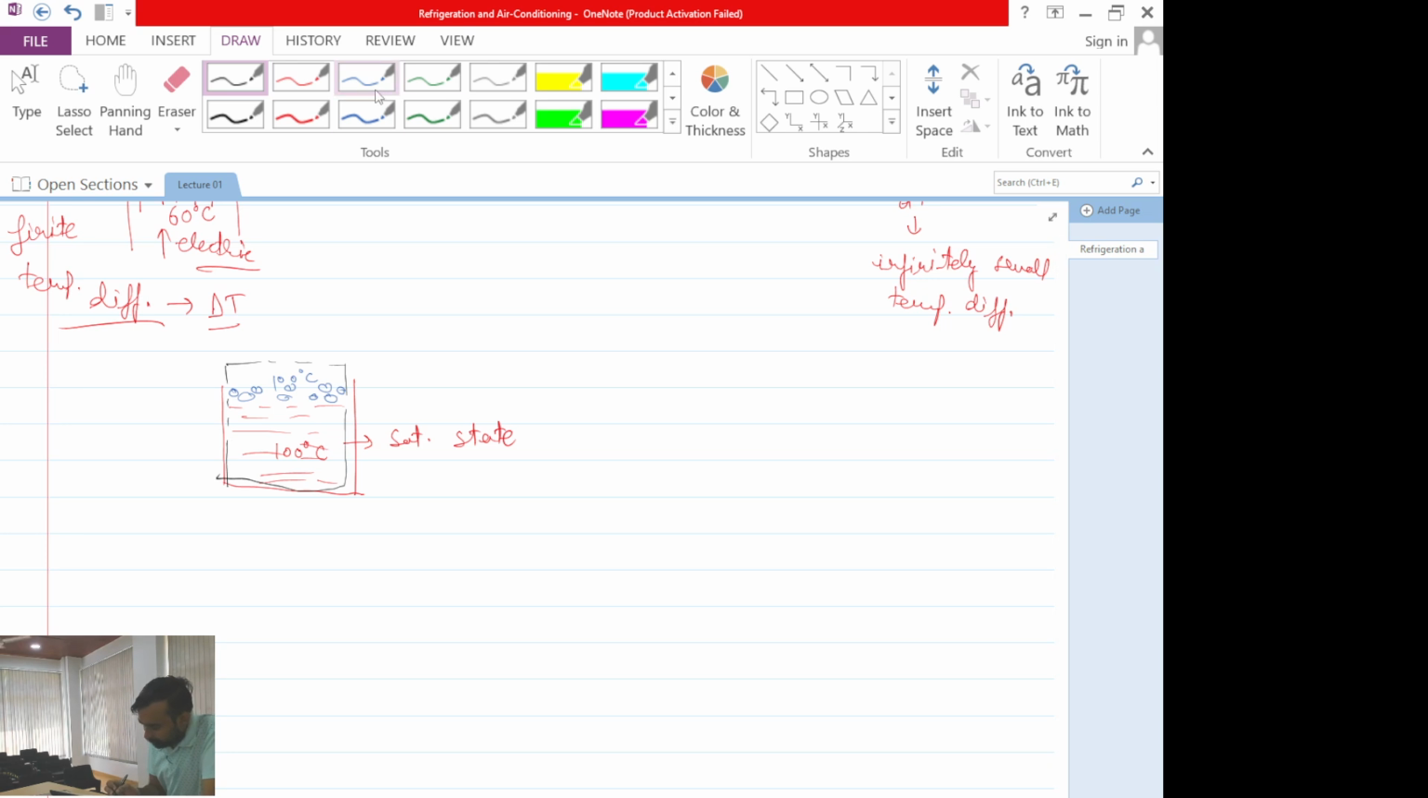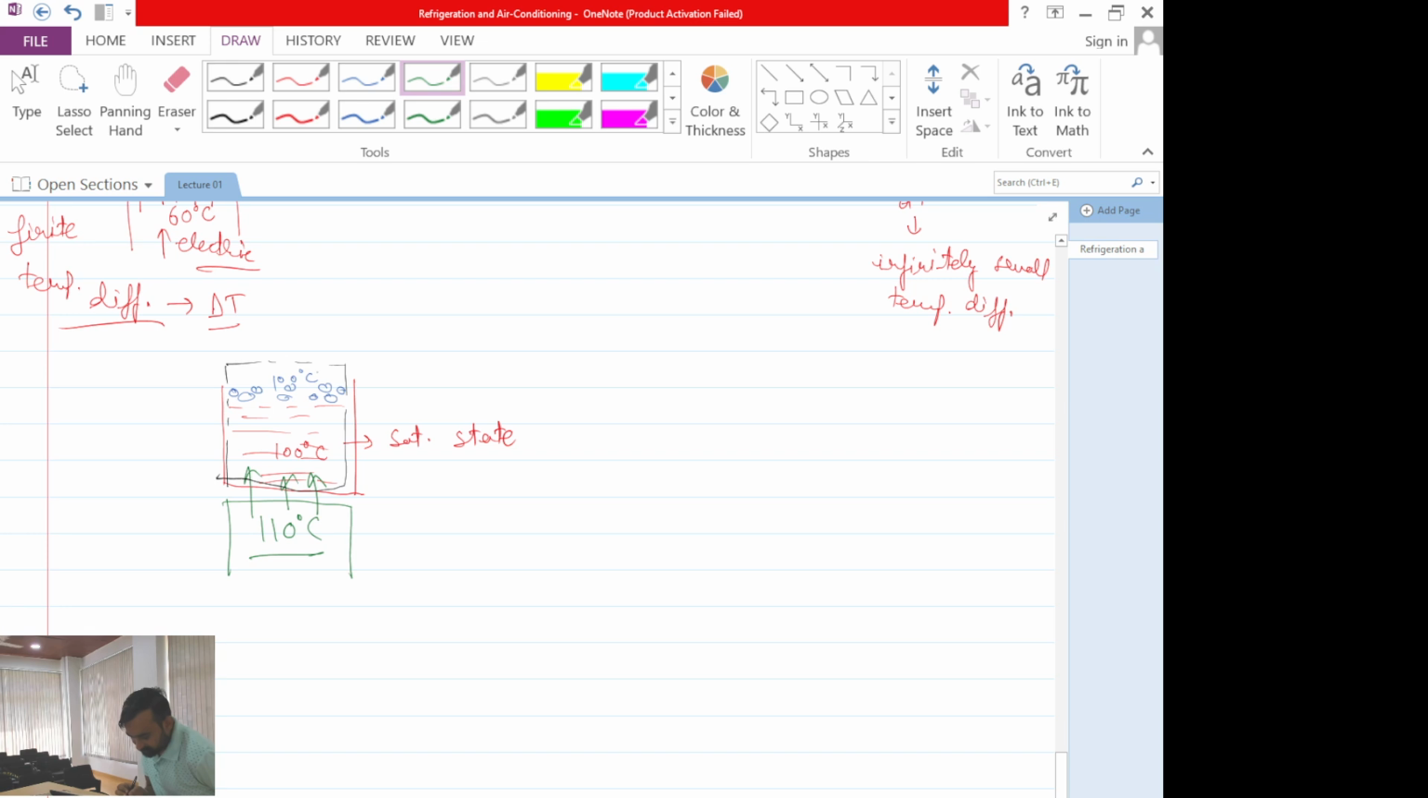Now, if you consider this as part of your system, and if you provide heat from a source which is at say 110 degrees Celsius, what will happen? When you will be adding heat, will there be any change in temperature of water? No. But because of this heat transfer, some amount of water from liquid state will change to vapor state, but its temperature will always remain the same.